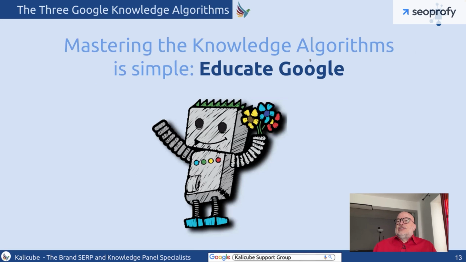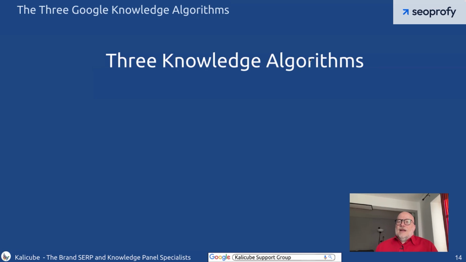It's thirsty for knowledge, and the trick to mastering the knowledge algorithms is really simple. It's to educate Google. This is the term I use all the time. It, number one, gives you control, gives you power, and it makes Google seem less scary. Google isn't this huge, frightening machine, although it is. It's actually a child who wants to learn, and all it needs is for you to teach it. And you teach it through its knowledge algorithms.